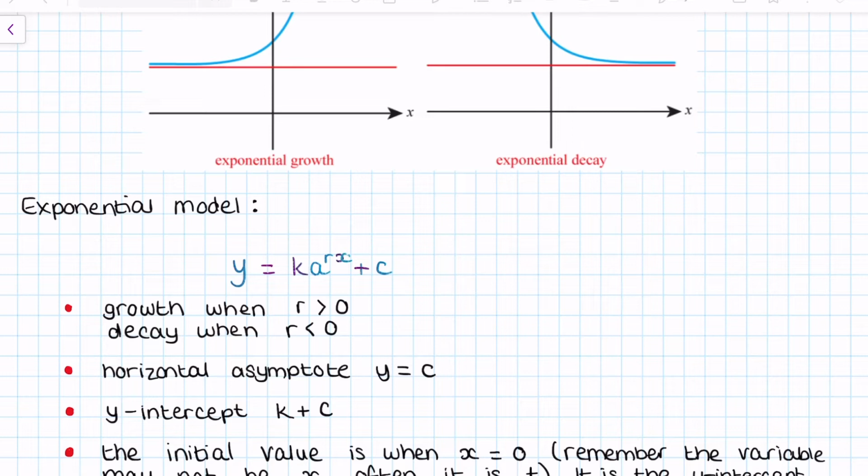The horizontal asymptote is when y equals c. So on the graph, that's that red line where the graph approaches. Remember, it never crosses that line.